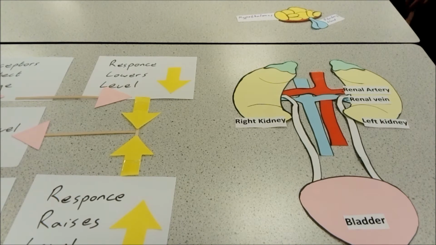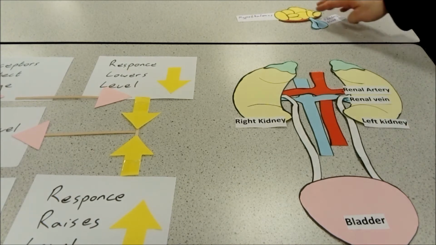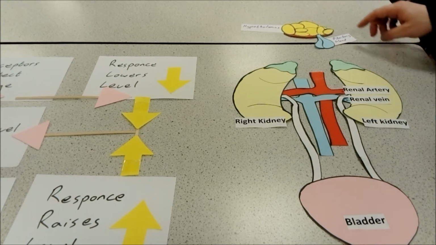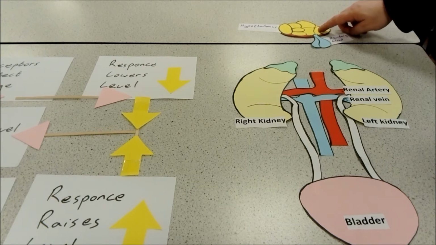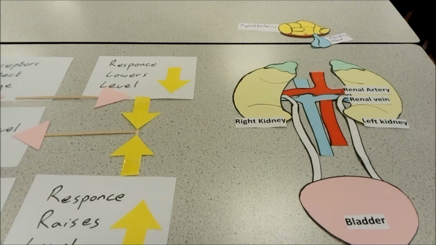So, the concentration of water in your blood is controlled by the hypothalamus. So, the receptors detect the concentration of the water in your blood by actually monitoring salt concentration in the blood. If you have a high salt concentration, that means that there's less water in the blood, so you've got a low water concentration. If you've got a low salt concentration, that probably means that it's diluted, so you've probably got too much water in the blood.